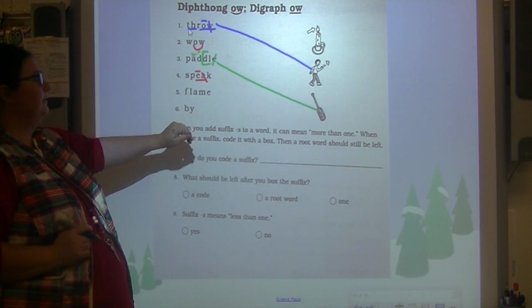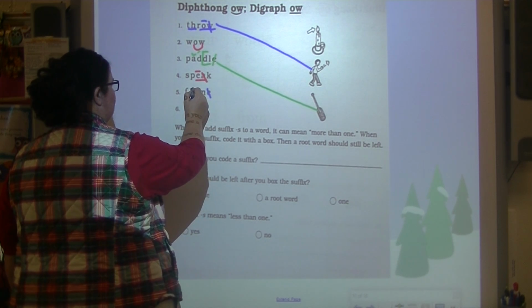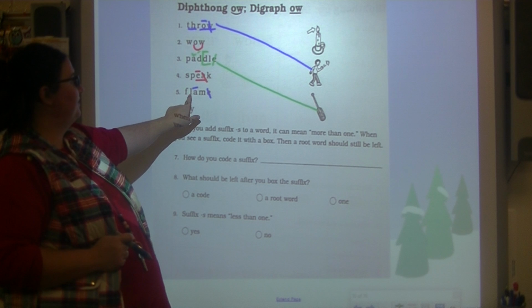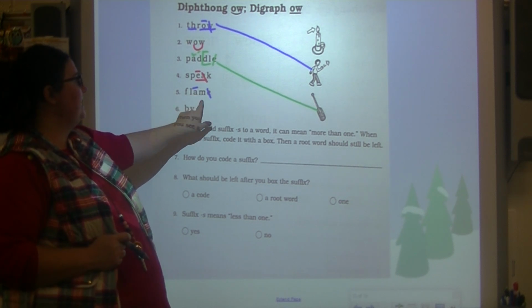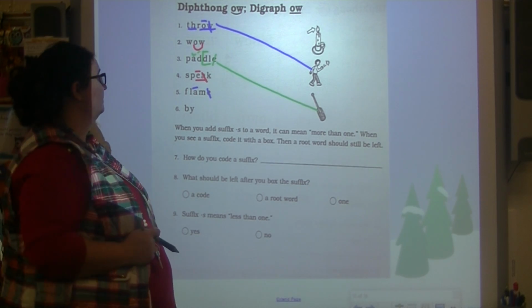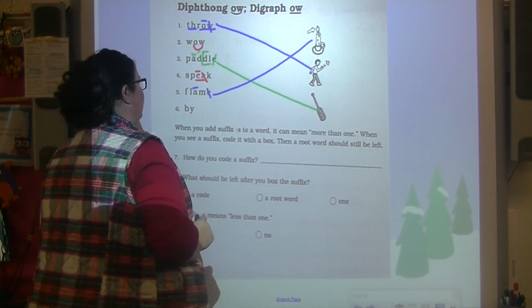The next one, we've got a sneaky E. It makes the vowel say its name. Flame. What word? Flame. Look, we have a flame on that candle.